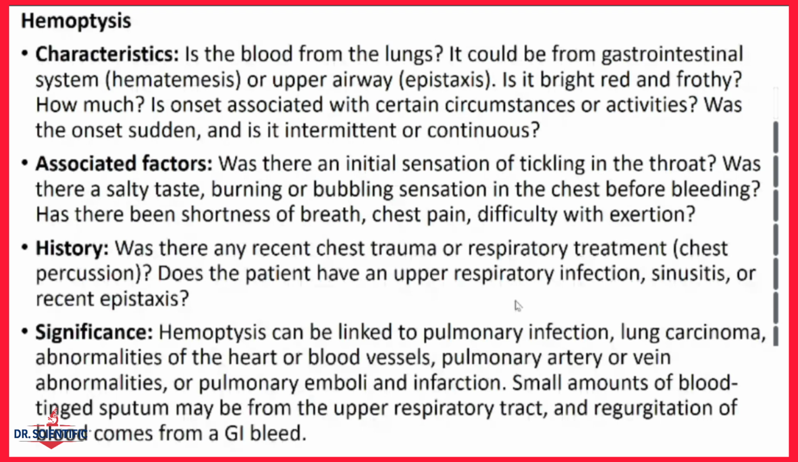So you evaluate the patient. Where is the source of this blood? Is it from the lungs? Could it be from the GI system? Could it be from the upper airway? Because the source will be an indicator of different things. Epistaxis will be from the upper airways, hematemesis will be from the GI system, or it may come straight from the lungs.